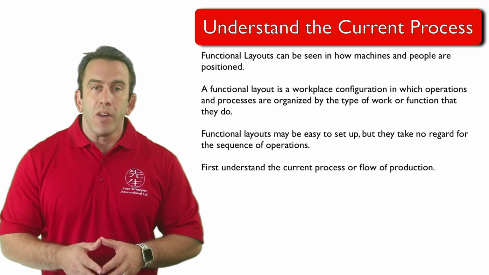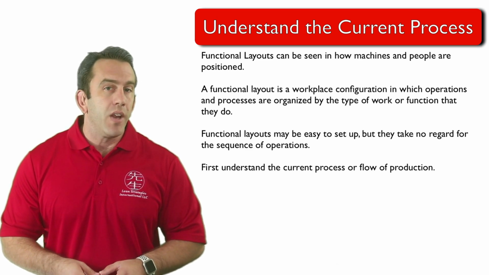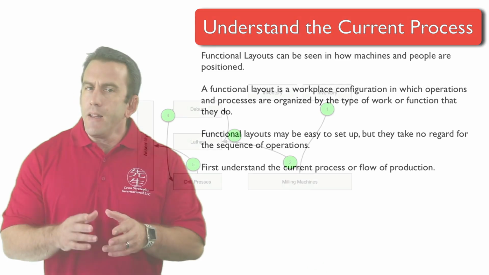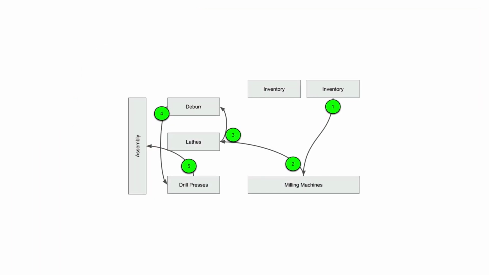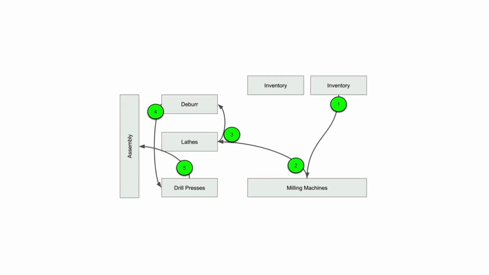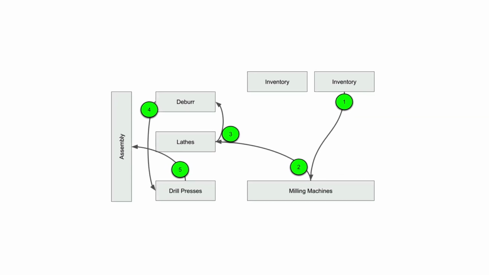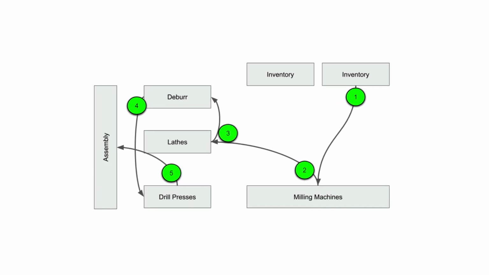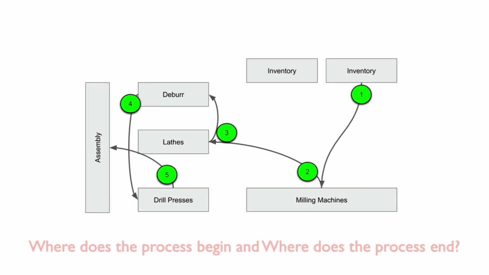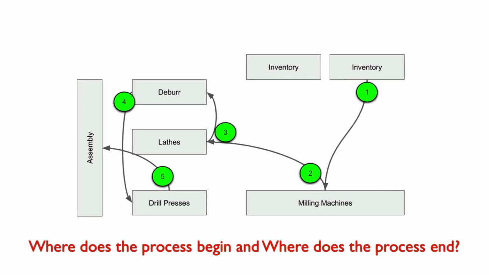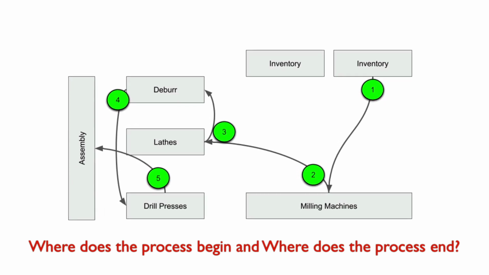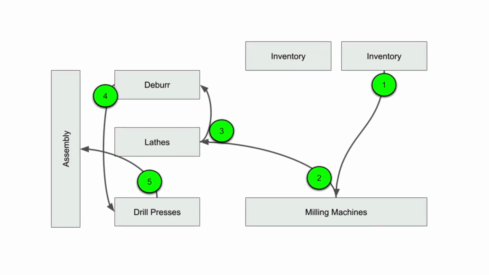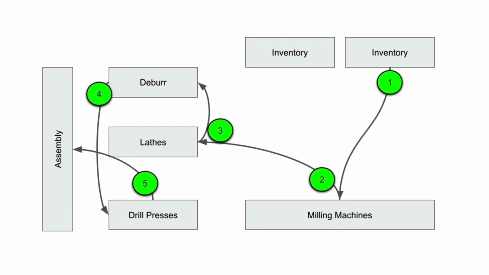In this circumstance, you need to first understand the current process or flow of production. In the example, you see a layout of the plant is drawn and arrows guide the flow of production. Numbers are used to identify the answers to the following questions. Where does the process begin? And where does the process end? This is a very simplified way that you can establish a very basic spaghetti diagram.